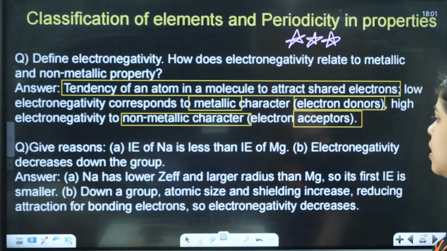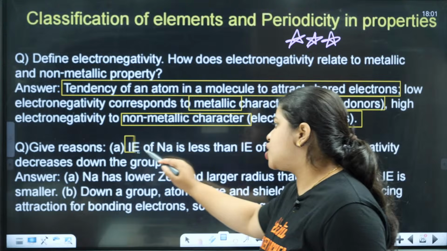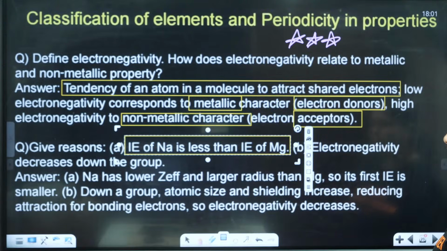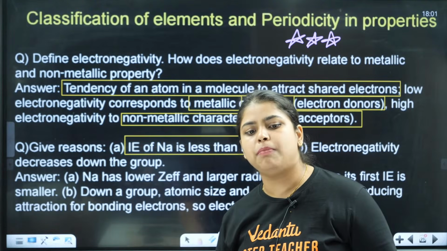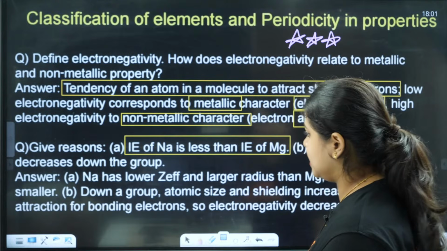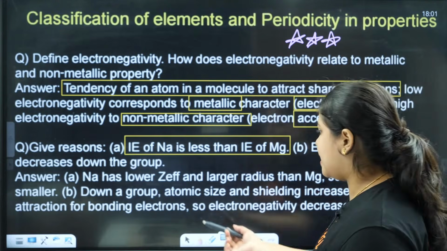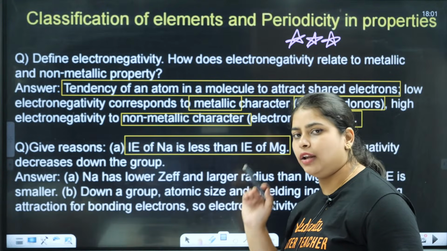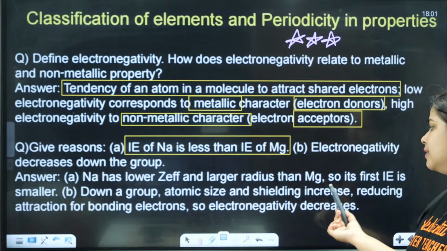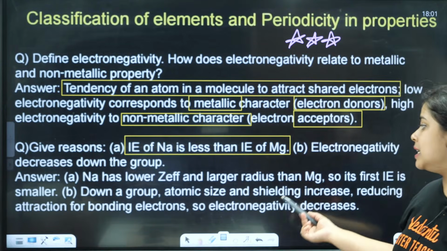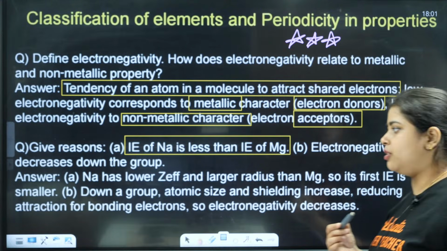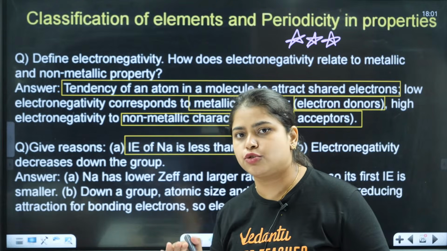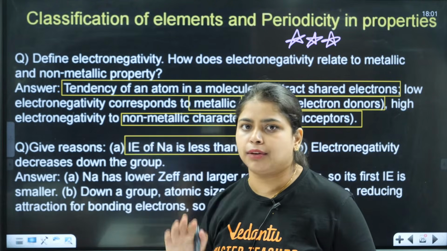Before that, which question? Tell me, Krishna. Give reasons: the ionization energy of sodium is lower than the ionization energy of magnesium. Second one is what? Electronegativity decreases down the group. Sodium has a lower Z effective, very low Z effective, and a larger radius than Mg. Clear? Understood? Next. So its first ionization energy is smaller, and slowly it will start increasing.